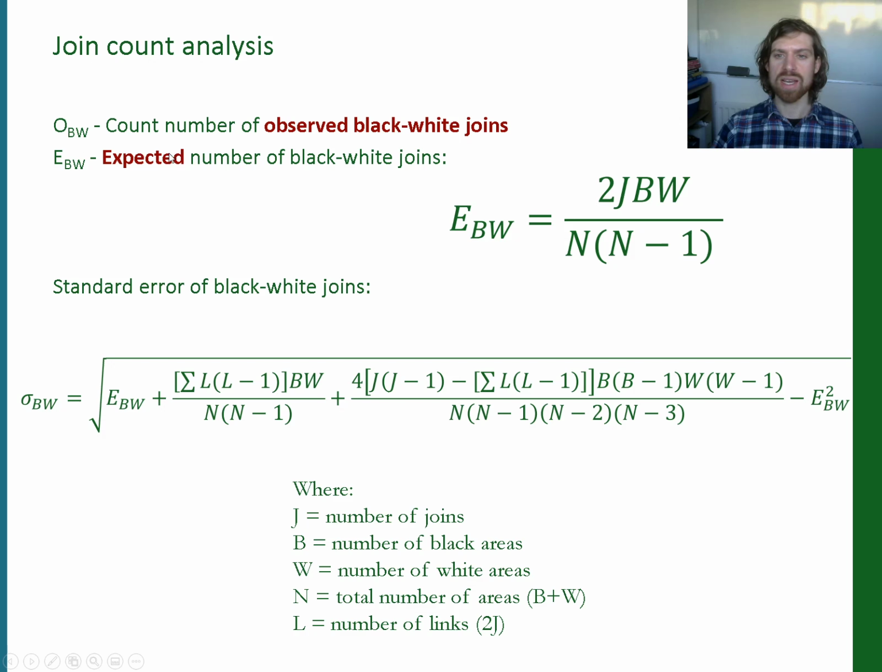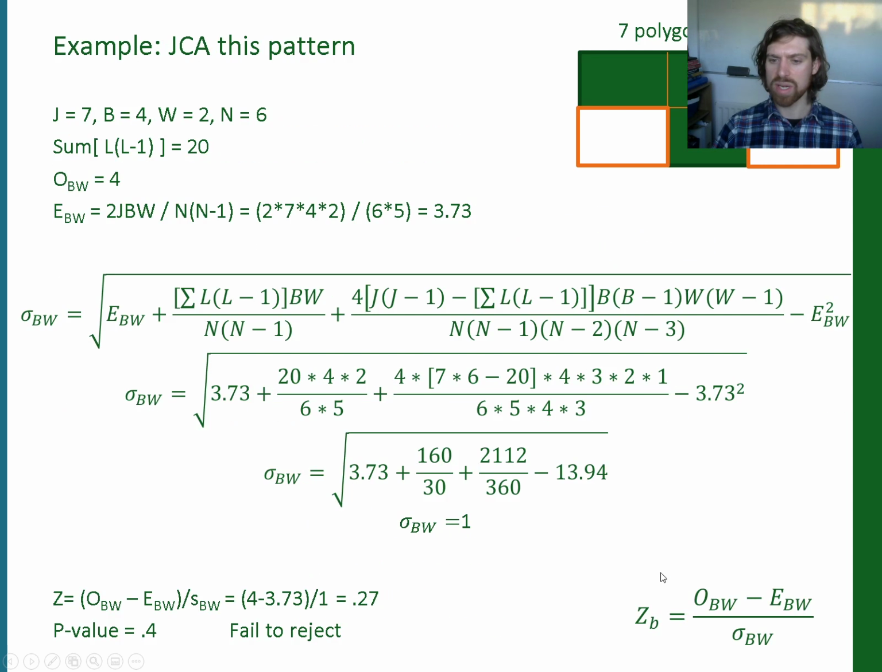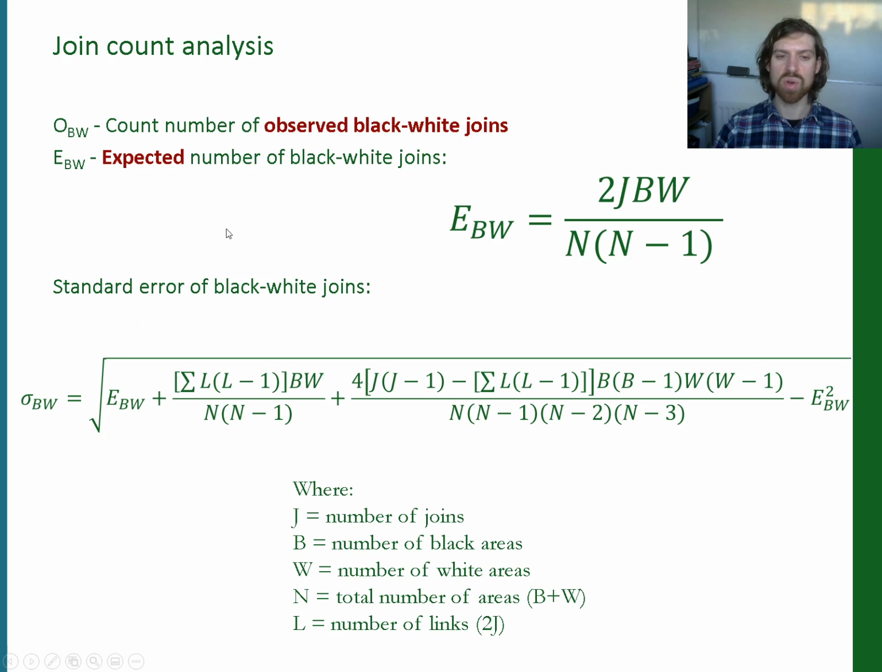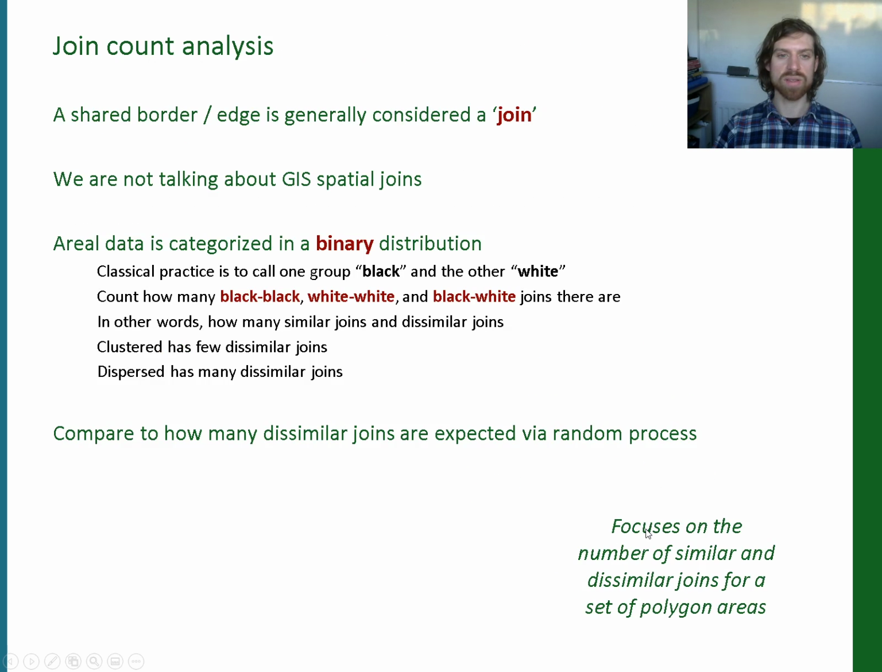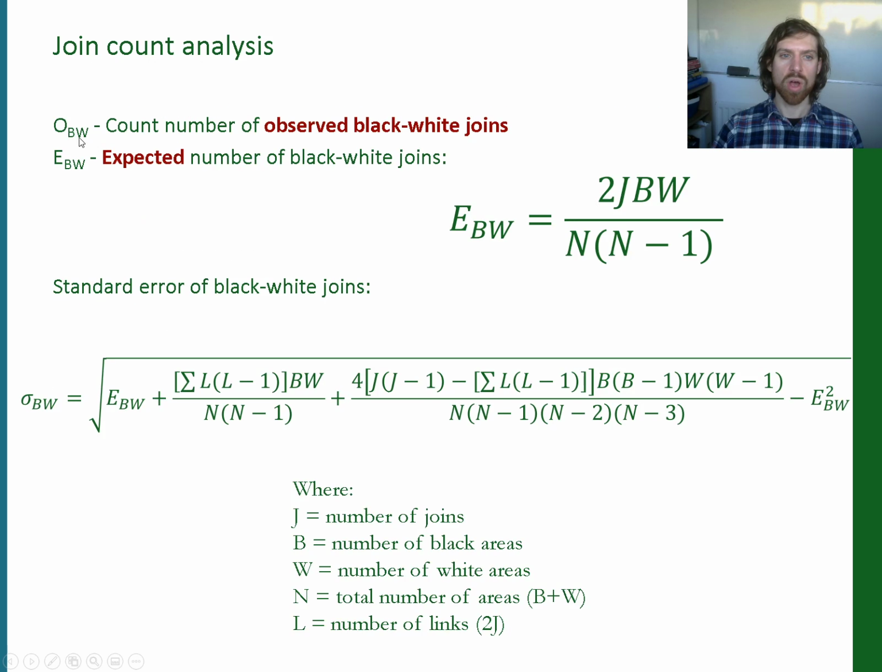So, for joint count analysis, we need to carry out this example. This looks incredibly scary because every time that we generate the standard error, we have this really long equation, I'm afraid. So you just have to bear with me. It's nothing more complicated than what you already achieved with the other tests. So we want to get the observed black and white joins, the expected black and white joins, and the standard error of the joins. Okay, so OBW is the count of the observed and EBW is the expected.